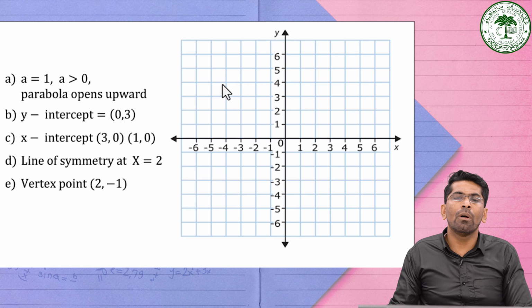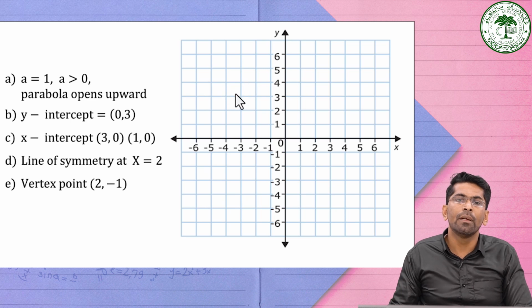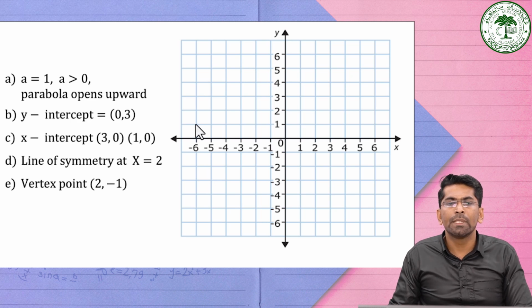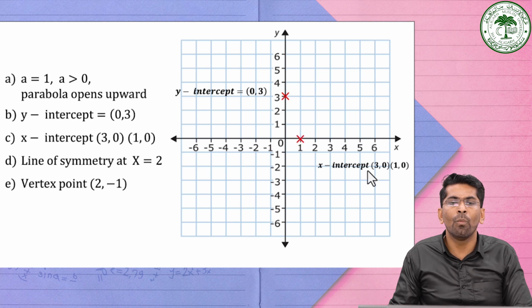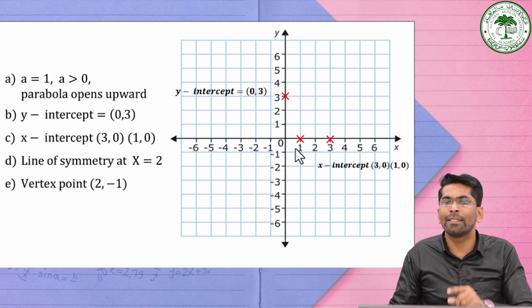Now we can go and draw this particular quadratic function. By putting all these points, we know the parabola opens upward, so it will look like this, a U-shaped curve. Here we are going to mark the y-intercept, which is 0, 3. So when x is equal to 0, y is equal to 3. Then we mark the x-intercepts, 1, 0 and 3, 0. When y is equal to 0, x is equal to 1 and x is equal to 3. So at these two points, the parabola is crossing the x-axis.